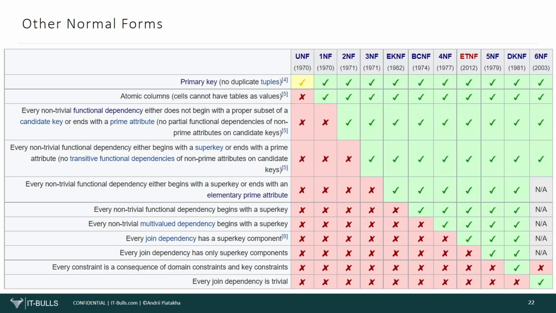I strongly recommend you to apply the first three normal forms during the database architecture and during creation of each table. I might admit that knowing all the other normal forms by heart is not so critical. On the slide you can see a comparative analysis.